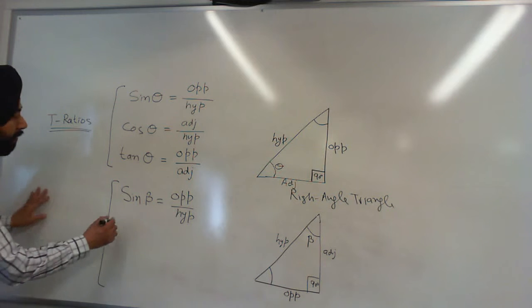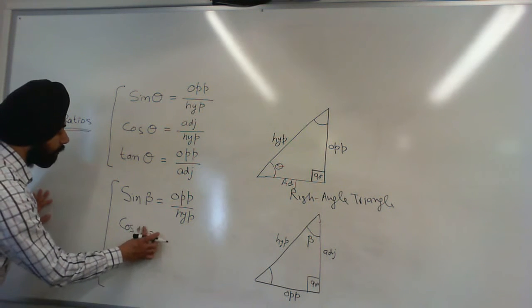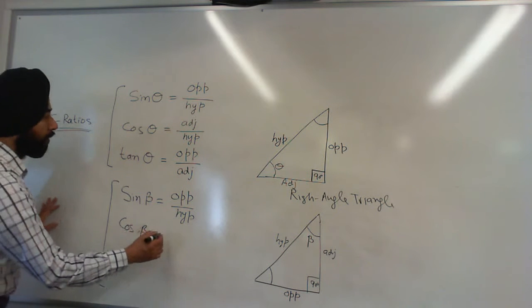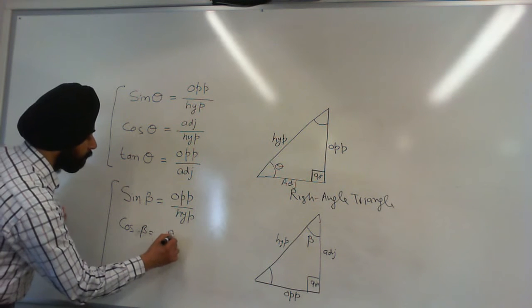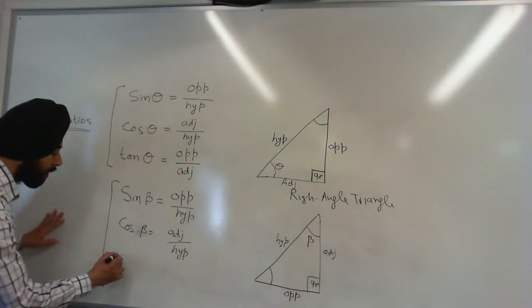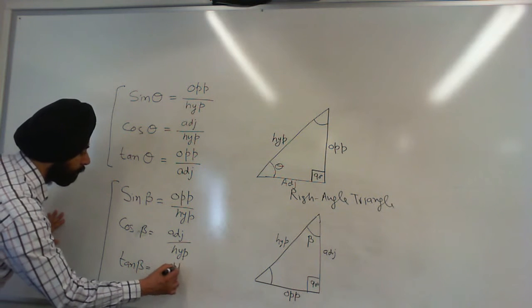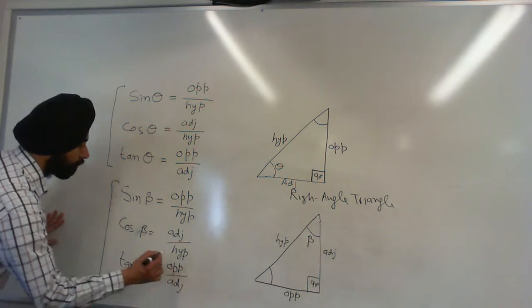So if I want to write these formulas, they will still be the same. Cos beta will be adjacent over hypotenuse, and tan beta is opposite over adjacent.